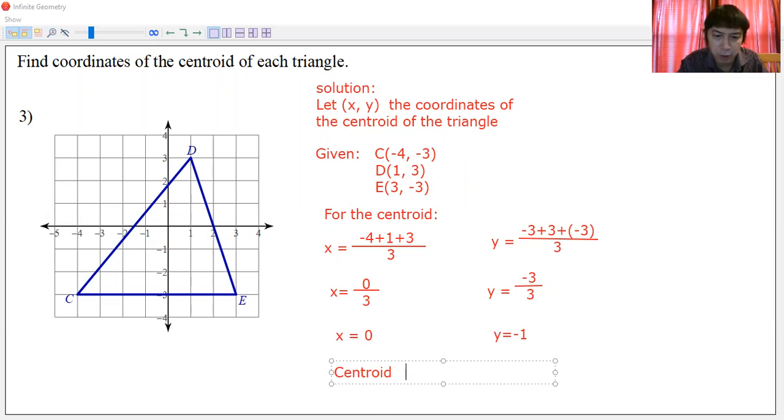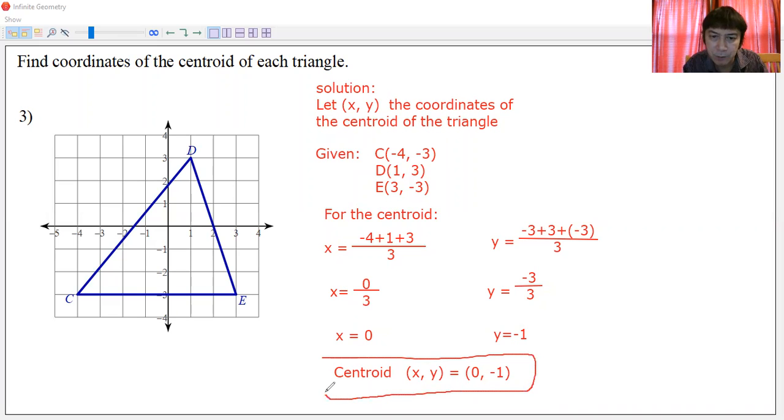Centroid x, y is equal to 0, -1. So that's 0, -1. That's our answer. So let's enclose our answer. Verify from the computer. 0, -1. All right, so that's it. Okay, so the computer's confirmation is just here below the triangle. It's 0, -1. We're now doing number 4.